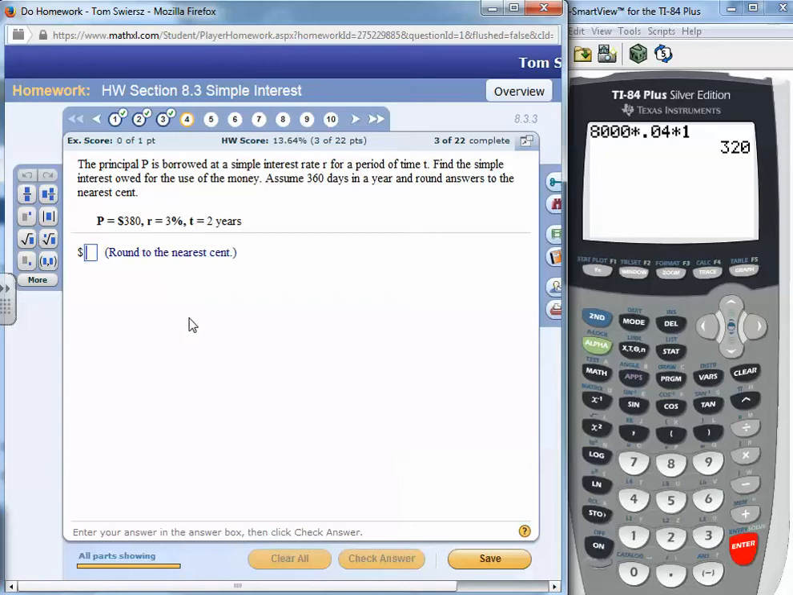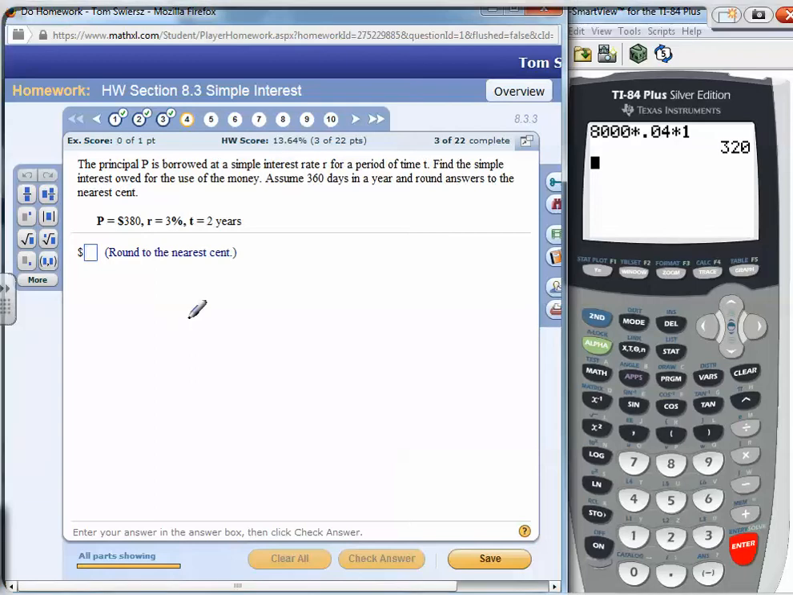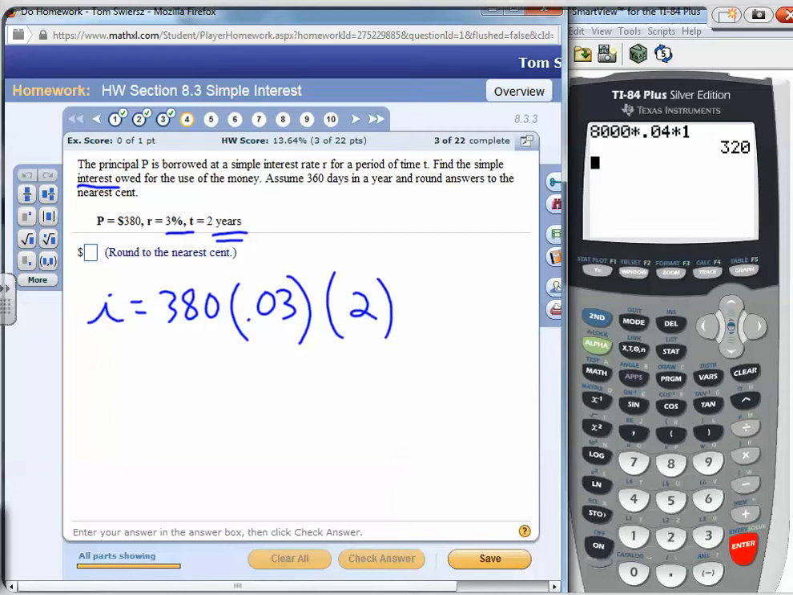Number 4, principal is borrowed, rate and time are given. This time we've got 2 years, so find the simple interest. Again, interest is the principal, $380, times the rate as a decimal, move it over 2 places, 0.03, and now notice it's 2 years. So the amount of time in years is obviously 2, so you've got to multiply it by 2. And again, we can use our calculator to do the multiplications.